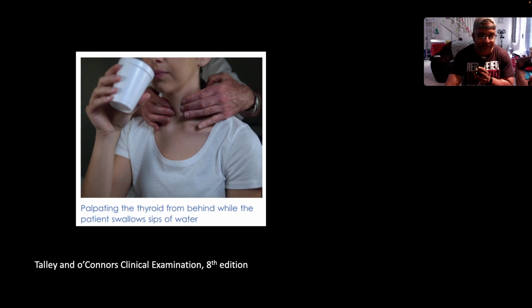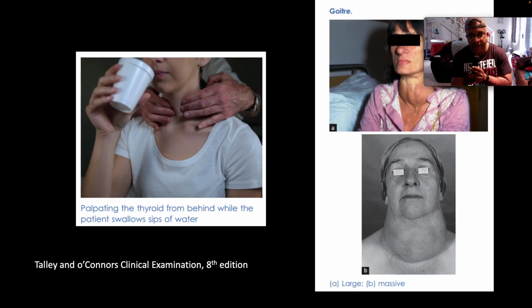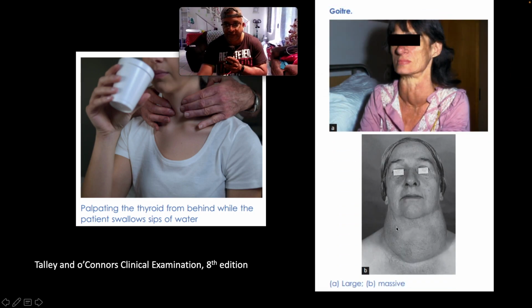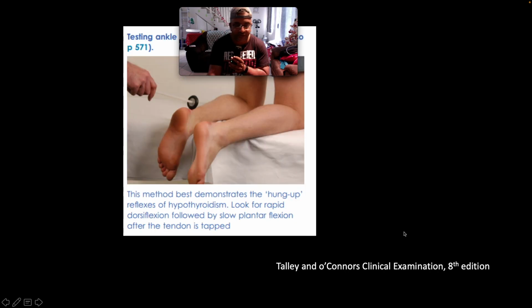This is just assessing a patient with a goiter, the thyroid from behind while the patient swallows a sip of water. Right, and you notice that if the goiter moves upwards on swallowing, there's probably a thyroglossal cyst or something in the midline pulling it upwards. But you should feel it actually move when the patient drinks water. Right, this is a massively enlarged thyroid. This is goiter here, you can see, so large here and massive in this particular photo.